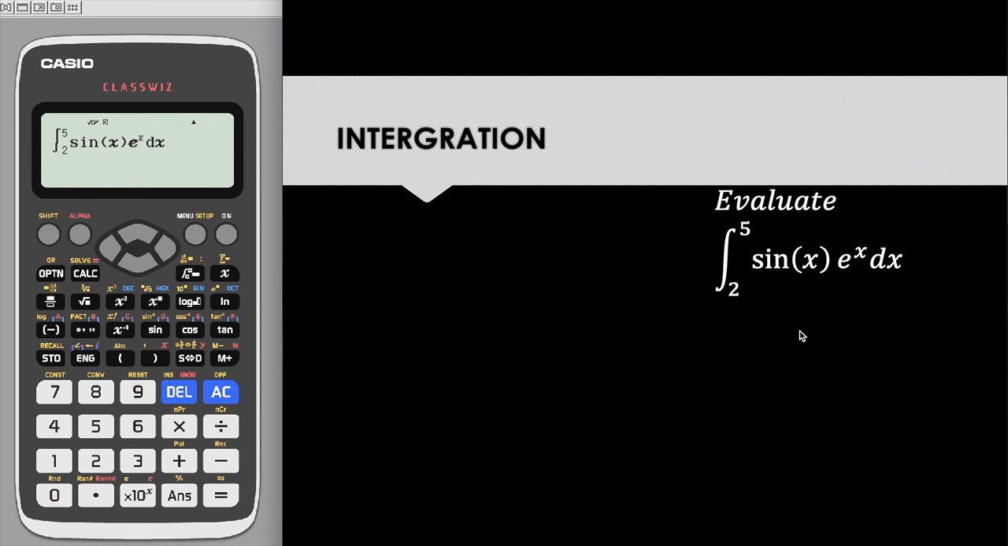So I calculated this using integration by parts, and I got an answer which was rounded to 3 decimal places of 10.223. So if I select equals, I get 10.223 to 3 decimal places, so that is correct.